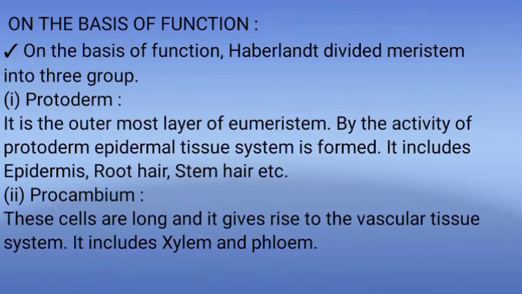By the activity of protoderm, epidermal tissue system is formed in the plant body. It includes epidermis, root hair, stem hair, which are called trichomes, etc. Second one, procambium. These cells are long and it gives rise to the vascular tissue system. It includes xylem and phloem.